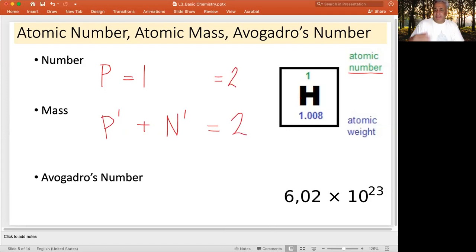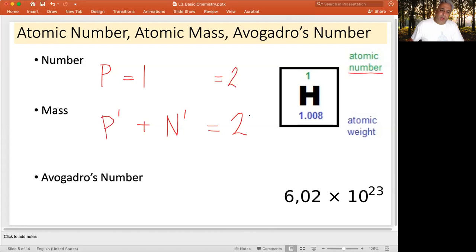Now, hydrogen is an exception. It's the only odd one in the periodic table. It doesn't have any neutrons. It just has protons. So the mass of hydrogen is 1. The atomic number of hydrogen is 1. So is its mass, right?